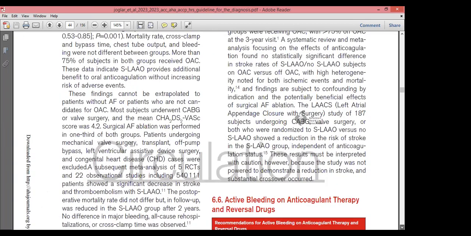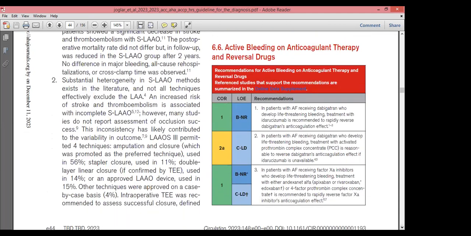Okay. So, active bleeding on anticoagulant therapy. The anticoagulants that are used here, sorry, I forgot to say that, but the drugs that are used in AF, you can use rivaroxaban, 20 milligrams daily. You can use apixaban, 5 milligrams twice daily.